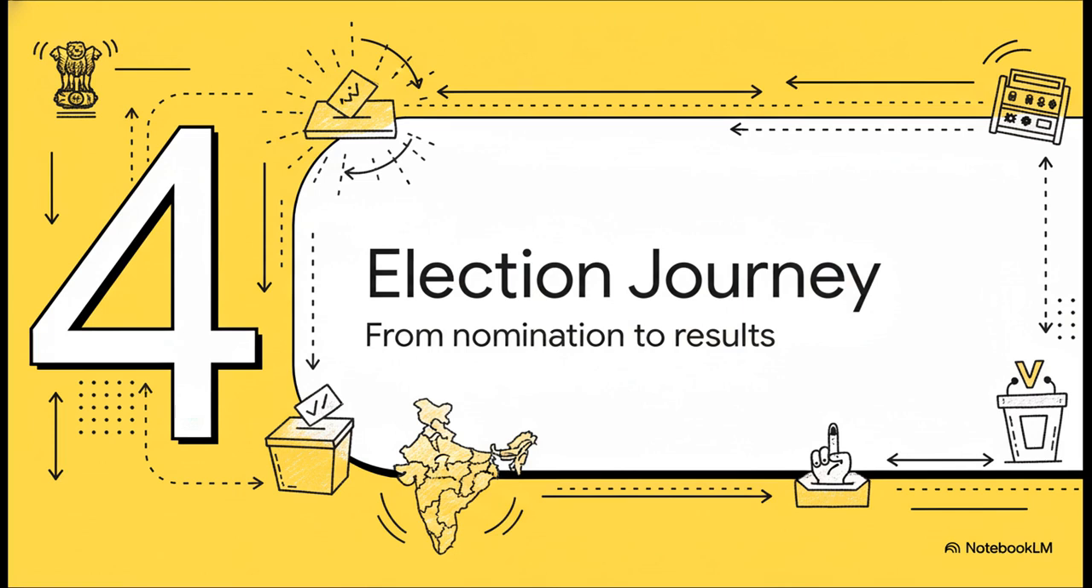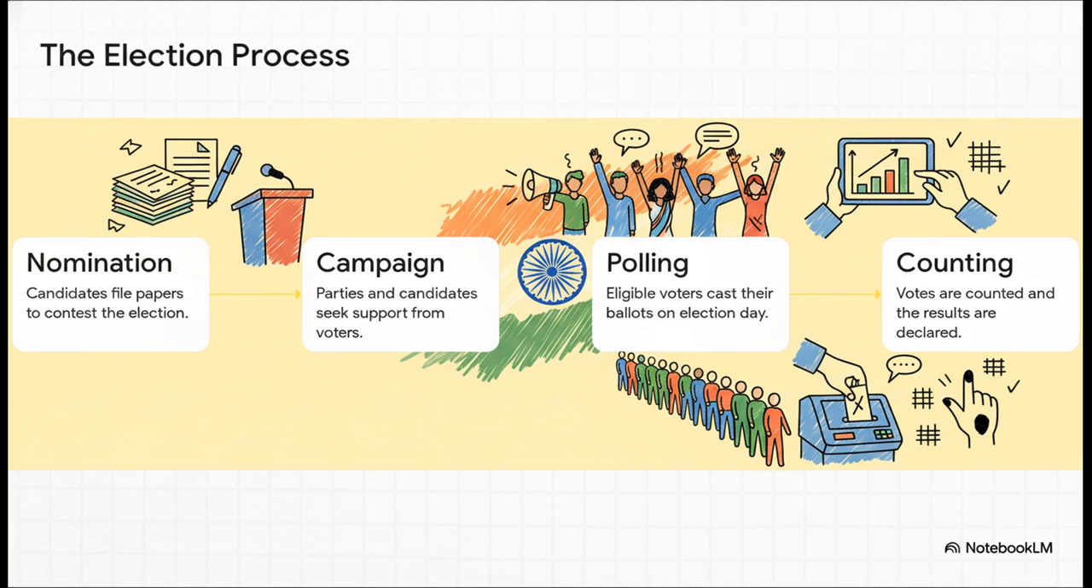Great. So now we know the basic structure. Let's move on and look at the actual journey of an election. What are the different stages that take place, from the day an election is announced all the way to when the results come out? You can think about the whole election process in 4 very simple steps.